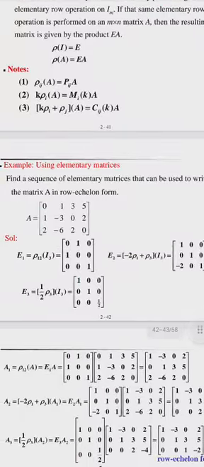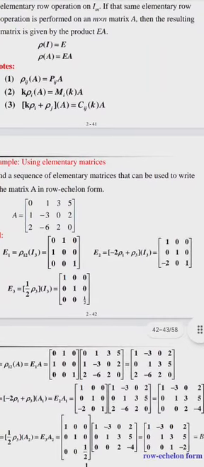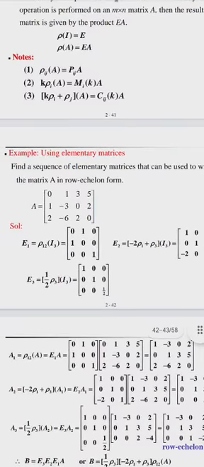Then example, using elementary matrices. Find a sequence of elementary matrices that can be used to write the matrix A in row echelon form. The matrix A is given there. Solution: first we can write the E1, E2, E3 values.